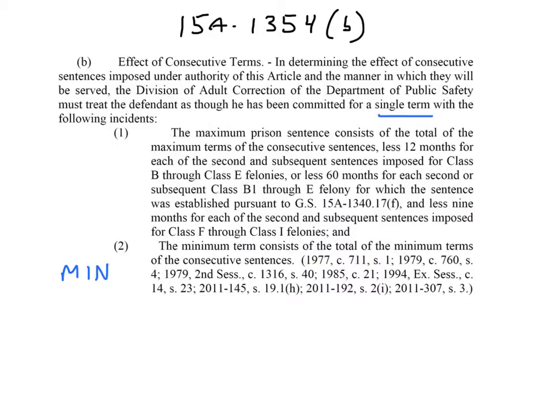total of all the minimum sentences, and then the maximum, and this is where it gets a little more complicated, is the total of all the individual maximums minus 12 months for every second and subsequent B through E felony, minus 60 months for every second and subsequent Class B1 through E sex crime, and then minus 9 months for every second and subsequent Class F through I felony.